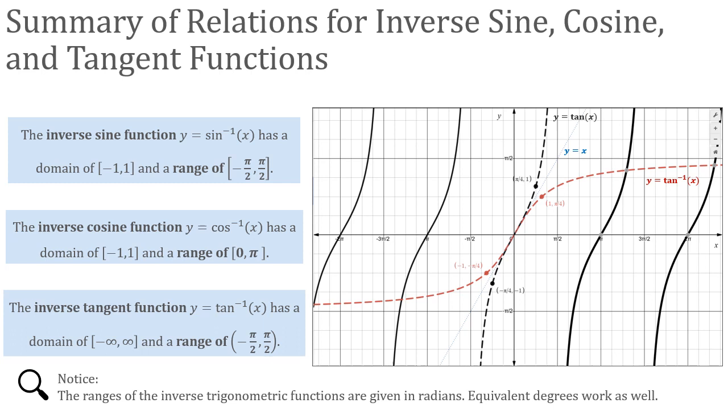Notice that the ranges of the inverse trigonometric functions are given in radians. Equivalent degrees would work as well. So for the sine function, instead of -π/2, I could say -90 degrees to +90 degrees, including those values. For the cosine inverse, I could say 0 to 180 degrees, including both of those values. And for the inverse tangent, I could say -90 degrees to +90 degrees, not including those because of that vertical asymptote.